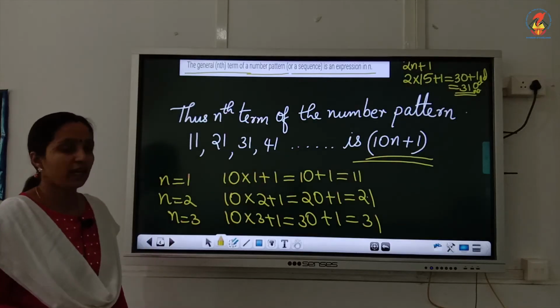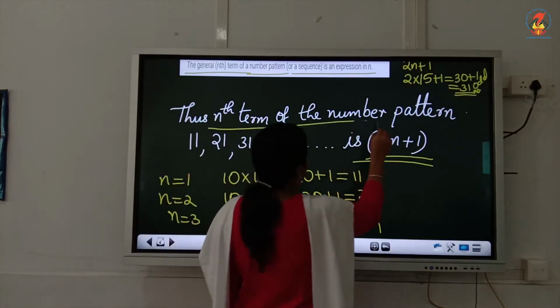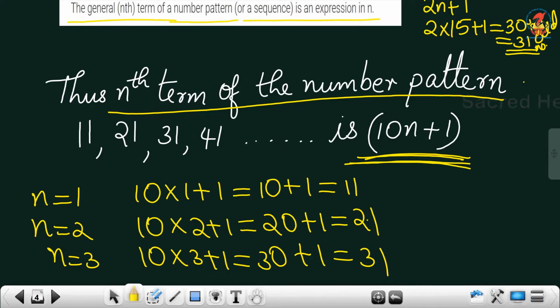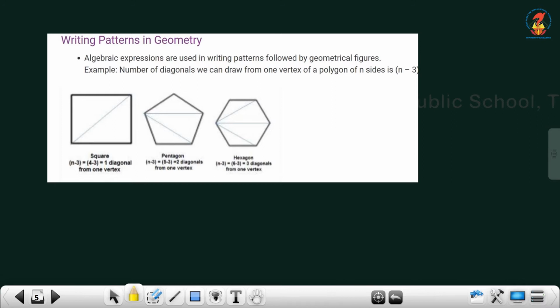So what you can say, the nth term of this number pattern will be 10n plus 1. Okay. Now writing patterns in geometry. Now look at it. Algebraic expressions are used in writing patterns followed by geometrical figures also. Now look at this example, children.